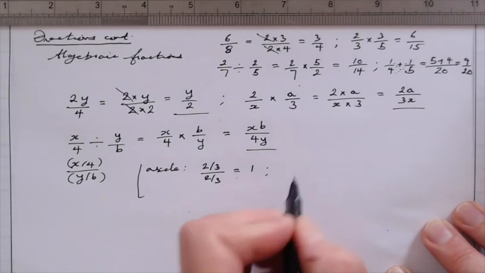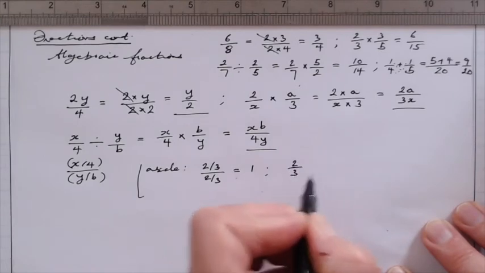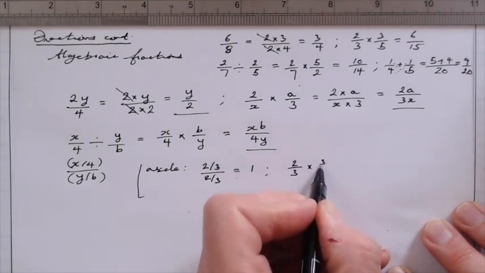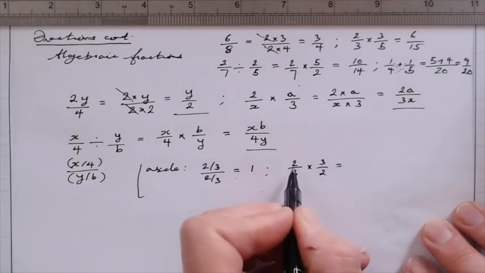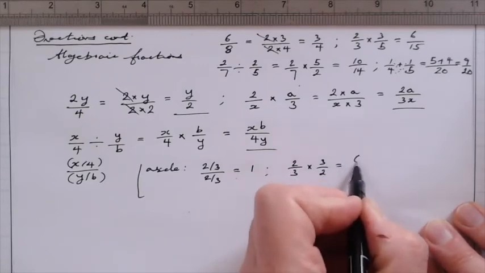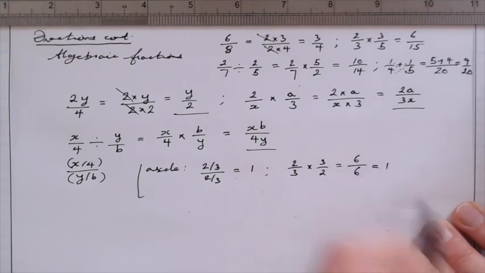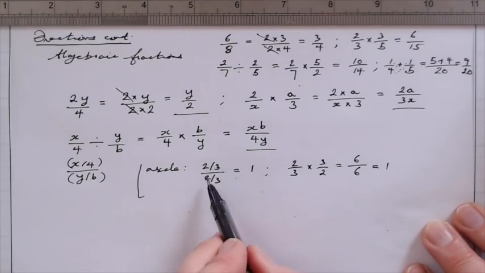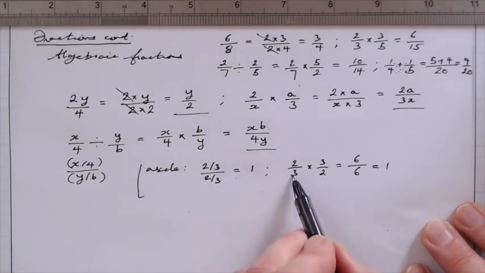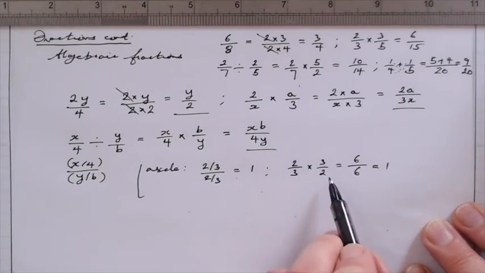But we also know that 2/3 multiplied by 3/2 would be equal to 2 times 3, which is 6, divided by 3 times 2, which is 6, which is also 1. And so we see that 2/3 divided by 2/3 is actually the same as 2/3 multiplied by 3/2.